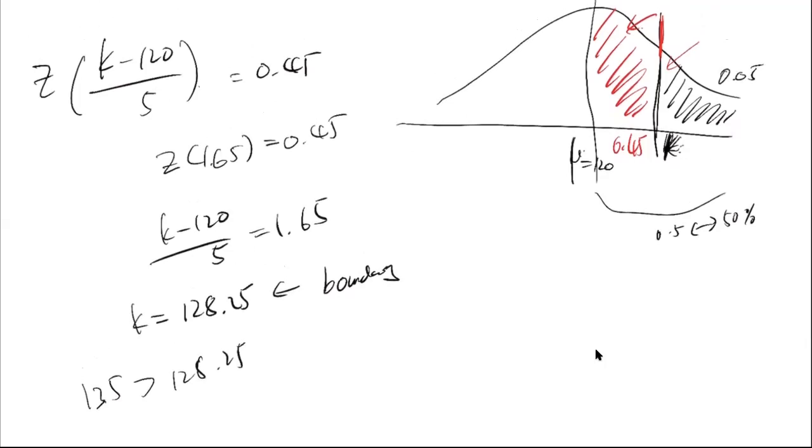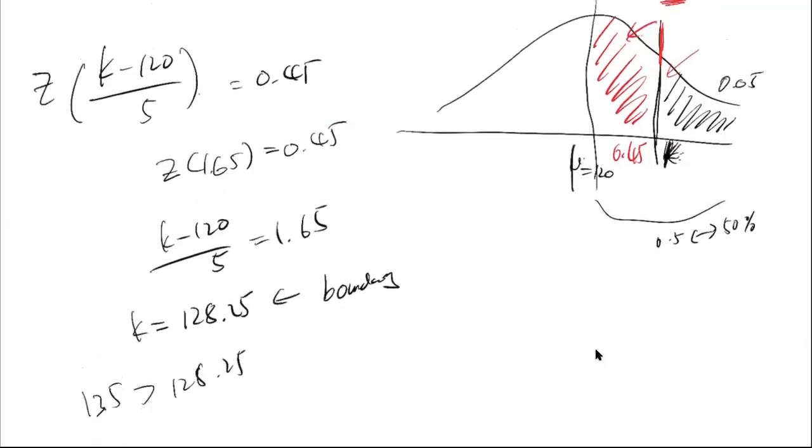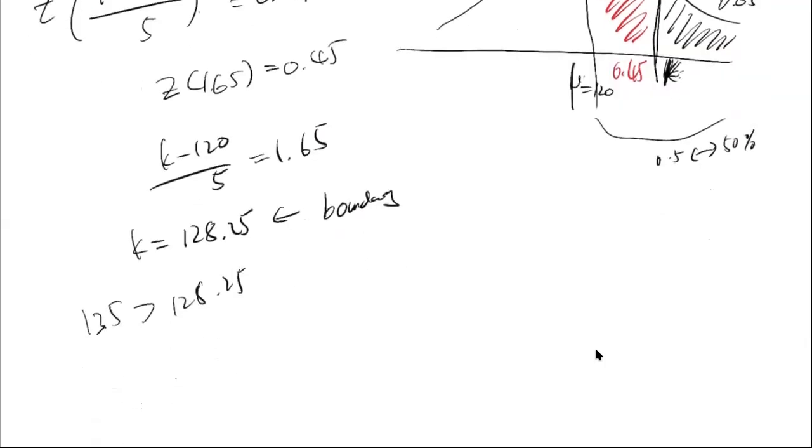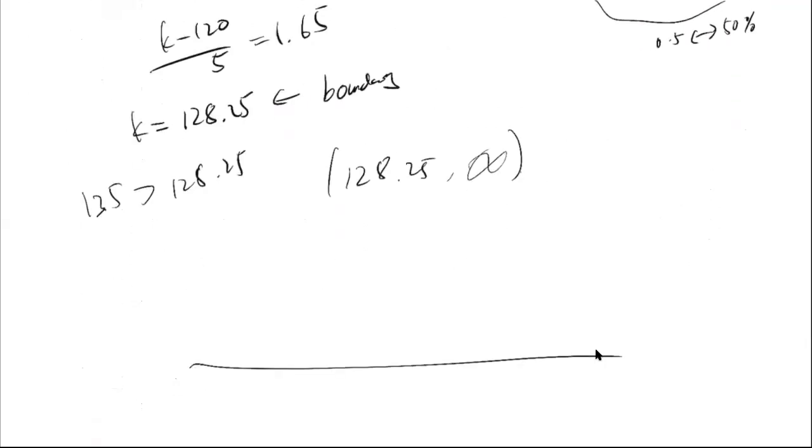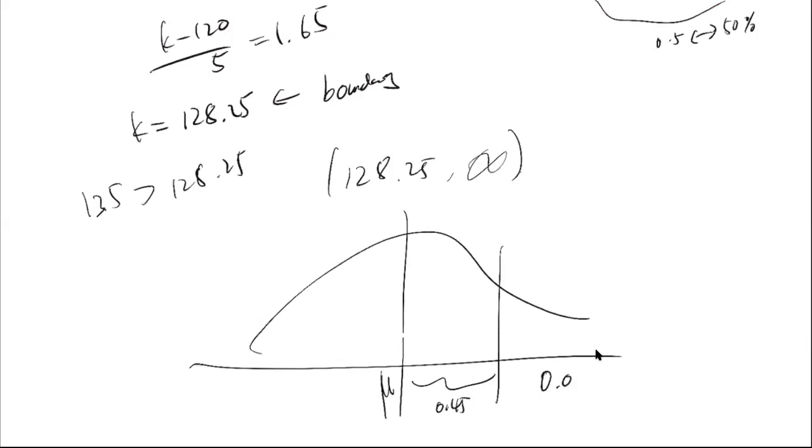On the graph, it means that since we are calculating the boundary as 128.25, any area between 128.25 and infinity is our rejection zone. So on the graph, this is mu, and this is the 0.45 region, this is the 0.05 region, and this value is 128.25.